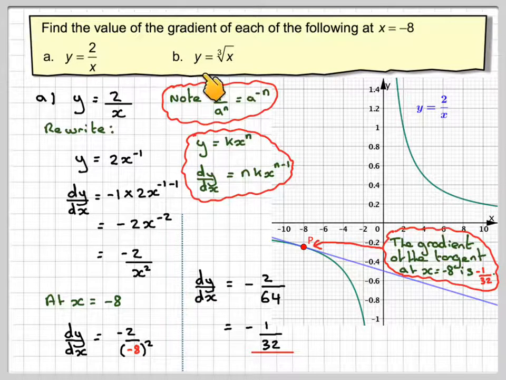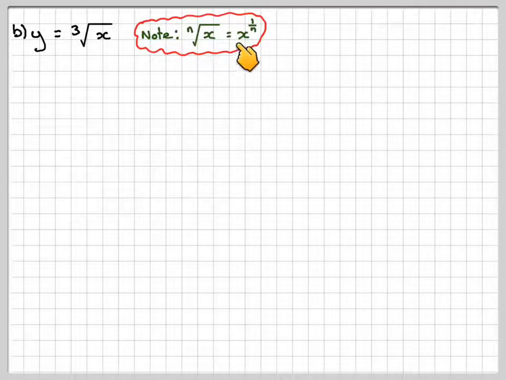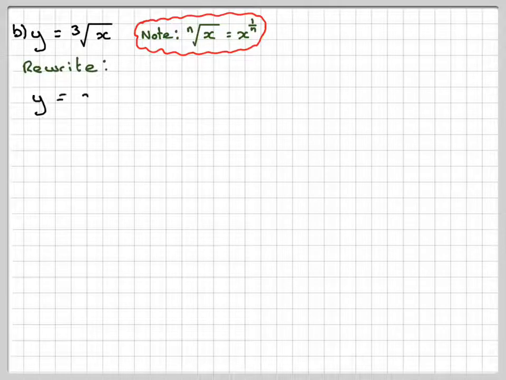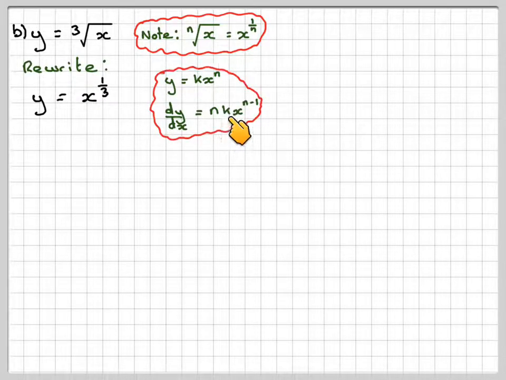Right, for part B, which says find the gradient function at x is equal to minus 8 for the cube root of x. So we've got y is equal to the cube root of x. So note that the nth root of x is x to the 1 over n. So you need to know your rules of indices. So you need to rewrite this as y is equal to x to the 1/3, and then apply when y is equal to kx to the n, dy by dx is nkx to the n minus 1.